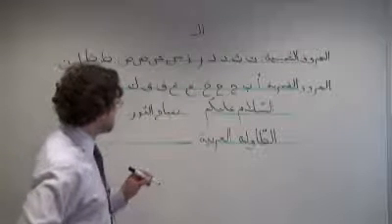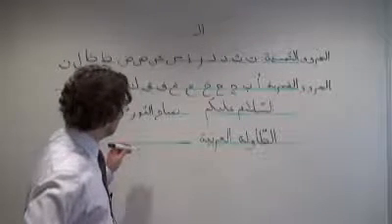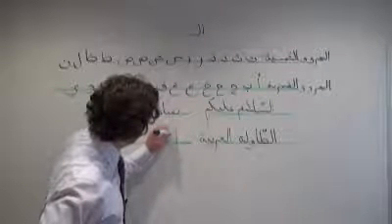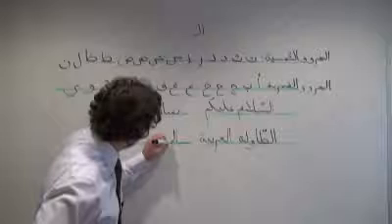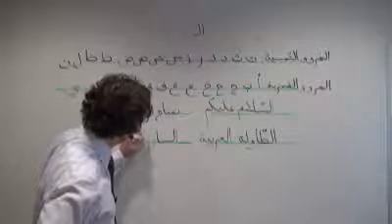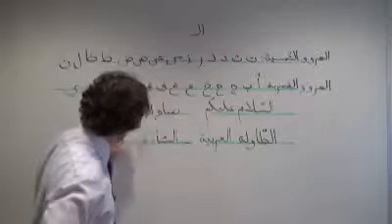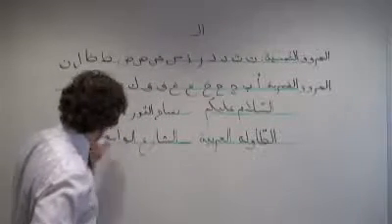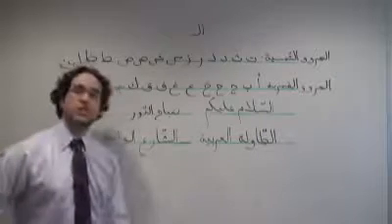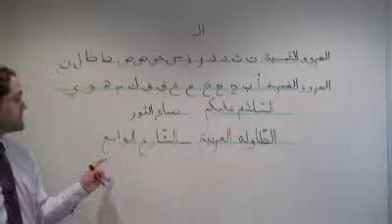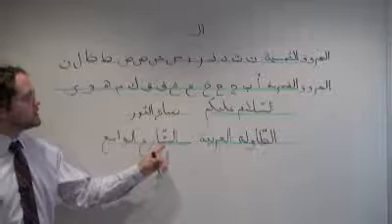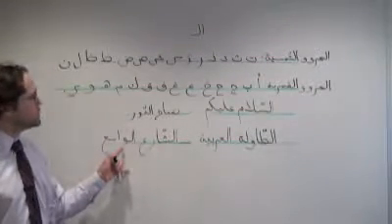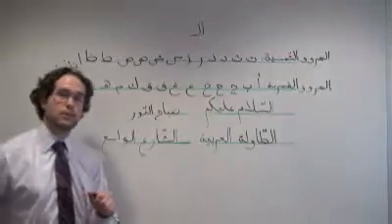Or for example, الشارع الواسع. So we hear the doubling, the strengthening, the shadda on top of sheen, but we don't hear it here because waw is not a sun letter, it's a moon letter.